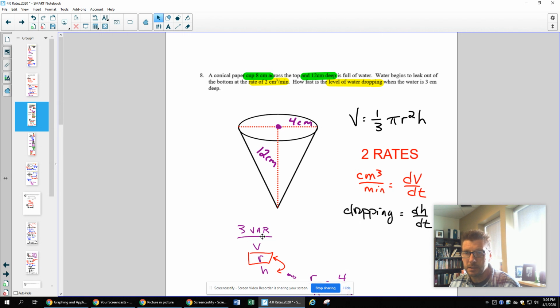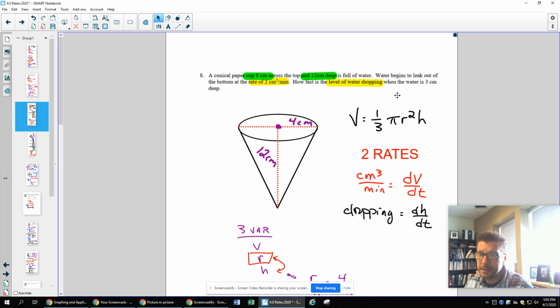And now we're getting into some fun examples, because now we're going to start looking at problems that have too many variables for the number of rates that are in the problem. So when we read this paper cup problem, we're talking about a rate of water dropping, and we're talking about a rate of volume, centimeters cubed per minute. So we're only talking about two rates: change in volume with change in time, and change in height with change in time. But yet our formula has three variables. And again, we're putting time in here because it's minutes. So dV/dt, dr/dt, dh/dt, too many rates.